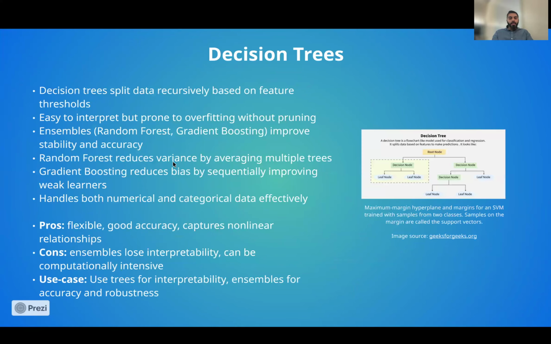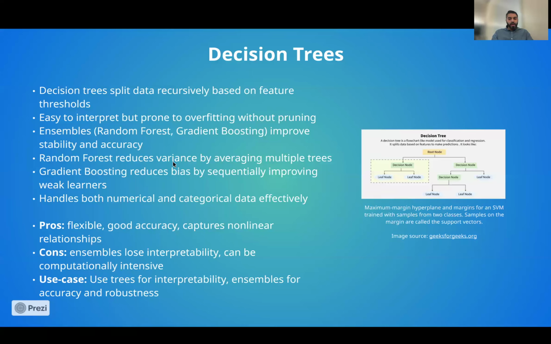All right. Next up, we've got decision trees. And I've got a bunch of slides covering various forms of ensemble methods using decision trees. So we'll talk about bagging, boosting, and stacking as well. But let's get started with plain old decision trees.